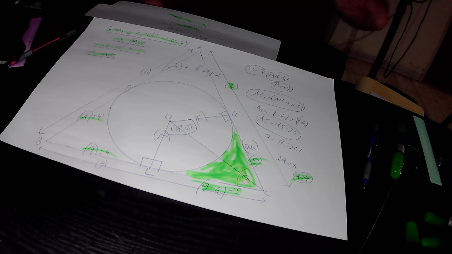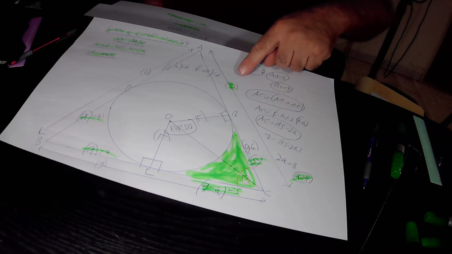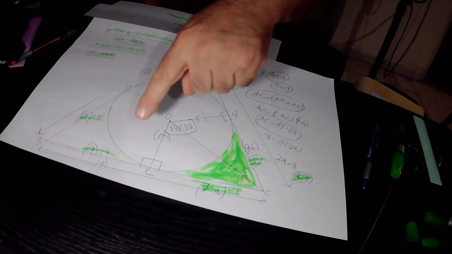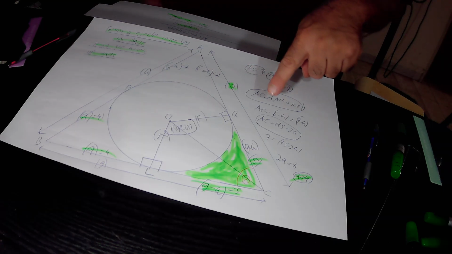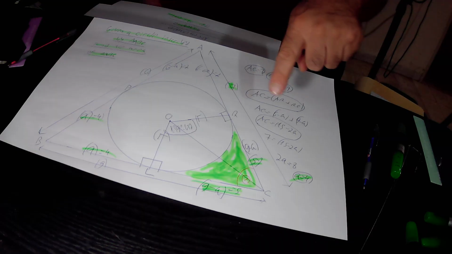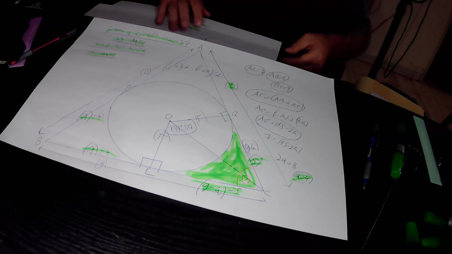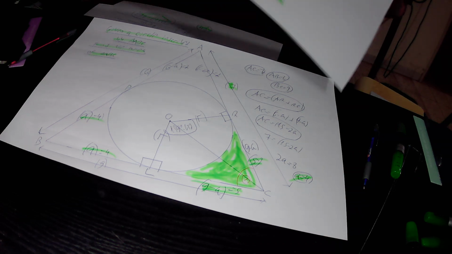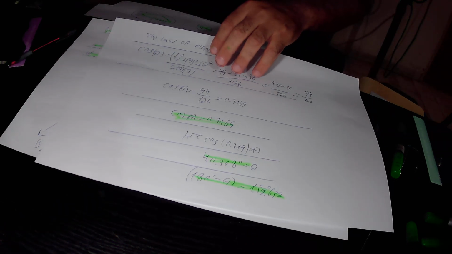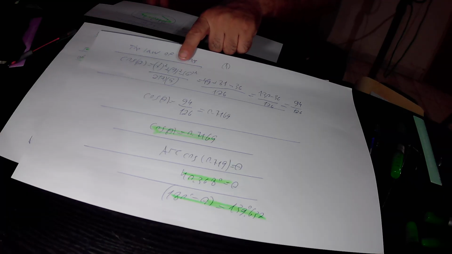So cosine theta equals AC squared, this is 7 squared, plus CB squared, that is 9 squared, minus AB squared, that is 6 squared, over 2 times AC, that is 7, times CB, that is 9. So according to the law of cosines in this triangle ABC, cosine theta equals 7 squared plus 9 squared minus 6 squared over 2 times 7 times 9.